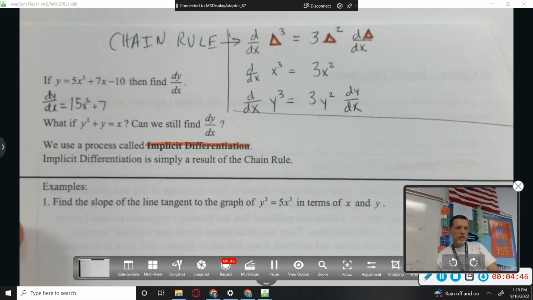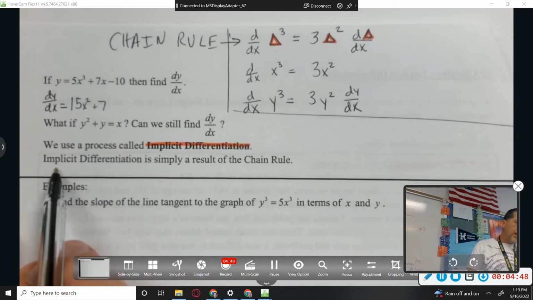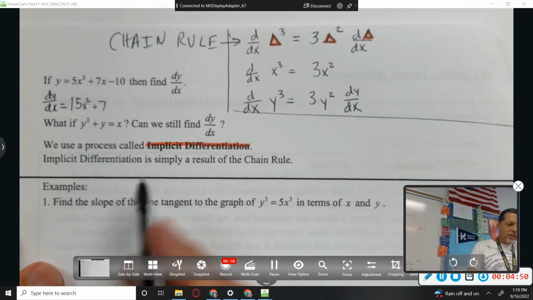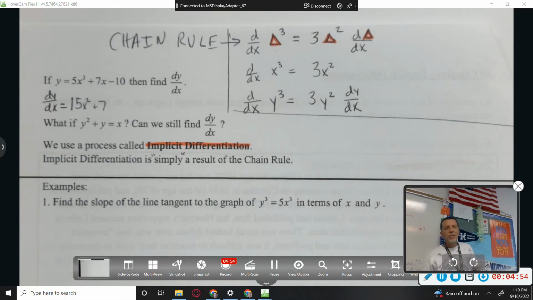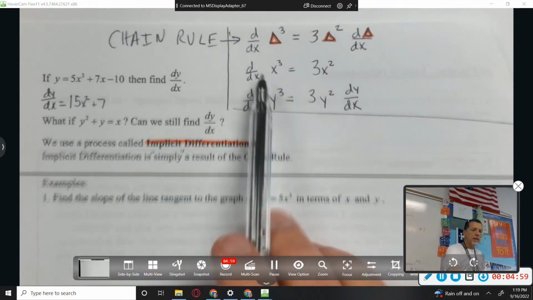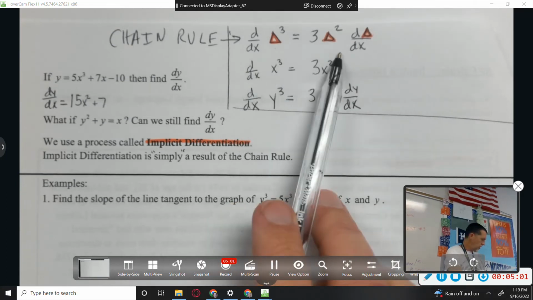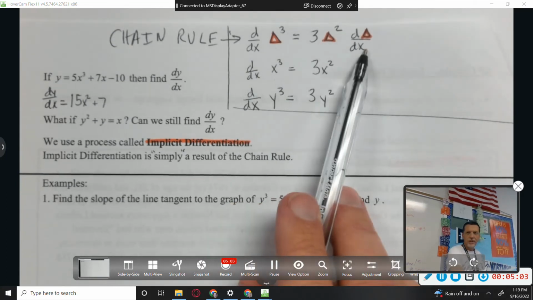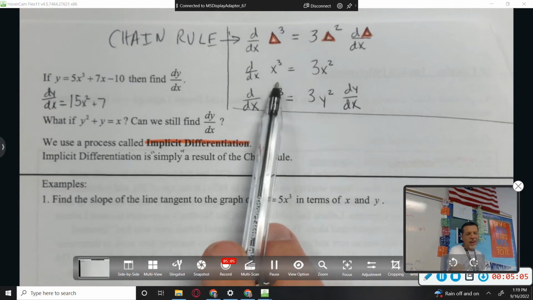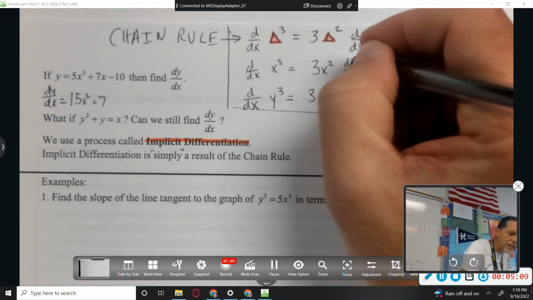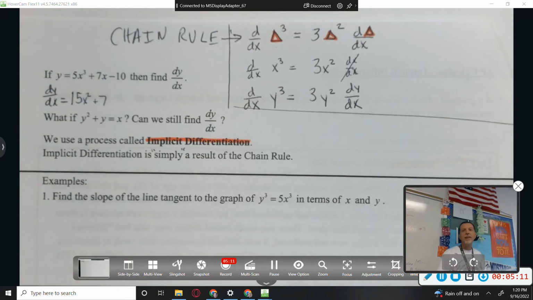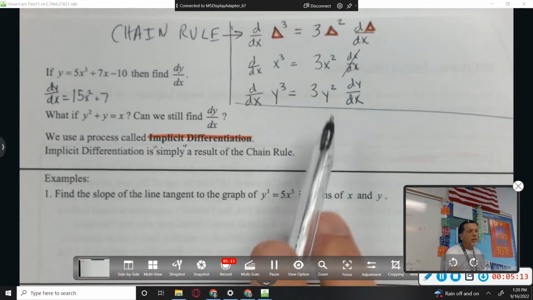Implicit differentiation is simply, that's maybe a little misleading to throw that word in there, but implicit differentiation is a result of the chain rule. If you use the chain rule on orange triangles, you get a d triangle/dx. If you use it on x's, it's great. You get a dx/dx, kind of not, because we don't write that. And if you use y's, you end up with a dy/dx.